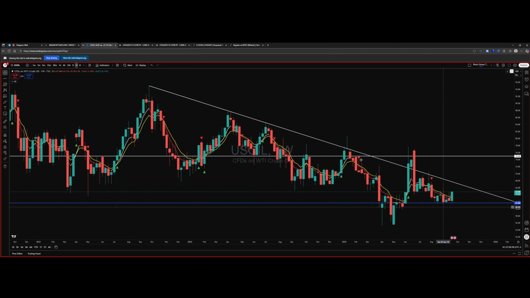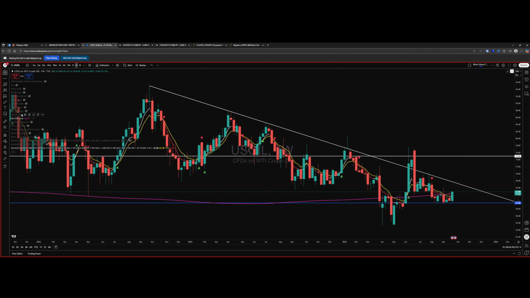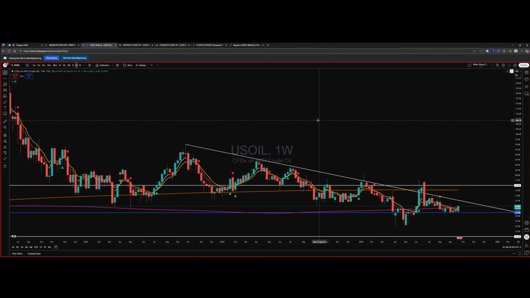There are too many long-term averages, if you believe in that kind of stuff like I do, that are problematic for price right now. So this is a weekly chart. That's 1,000 days on a weekly chart. That's the 500 MA on the weekly chart.